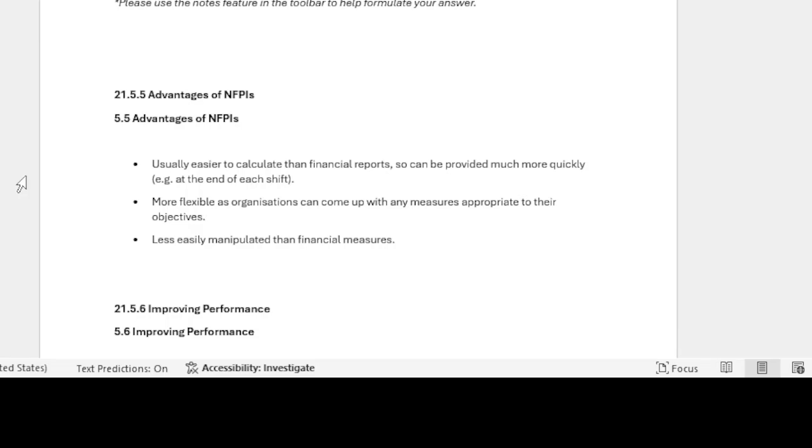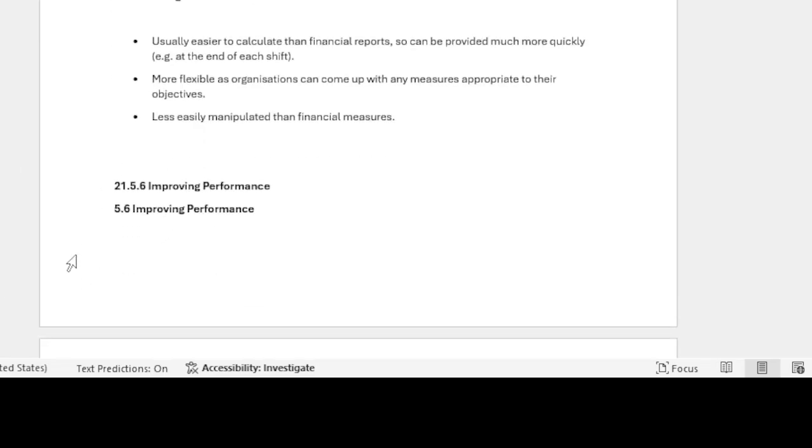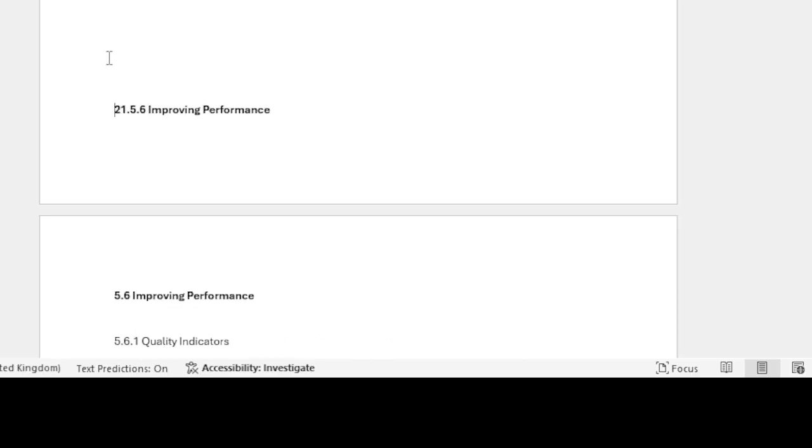If we say current ratio is current assets divided by current liabilities, that is it. You can't change anything. But non-financial performance indicators can be flexible. Then they can also be less manipulated, because we're not playing around with figures as with financial performance indicators, whereby if a profit has been manipulated, everything computed using that profit figure would be manipulated. So those are the advantages that we benefit from non-financial performance indicators.